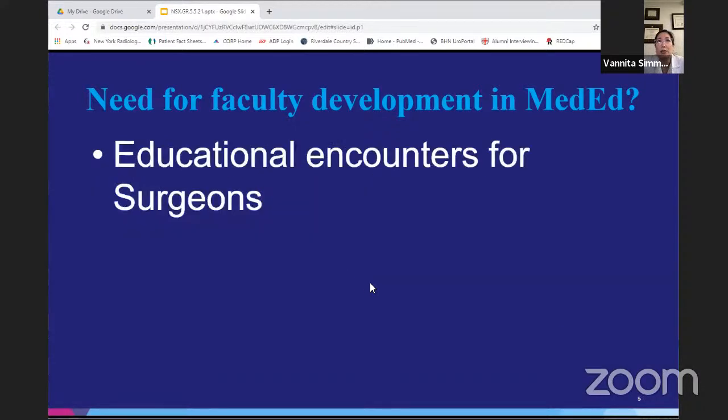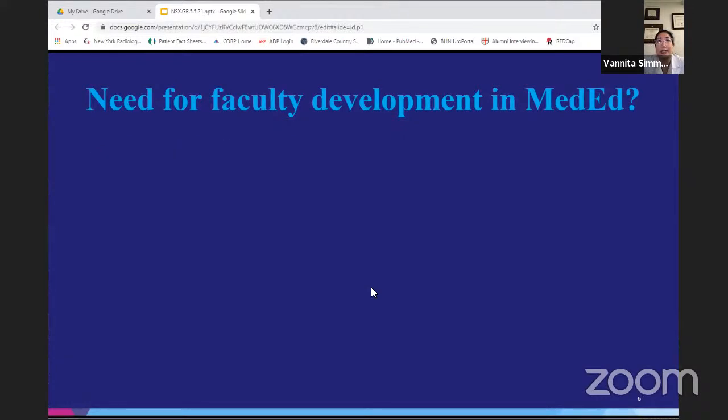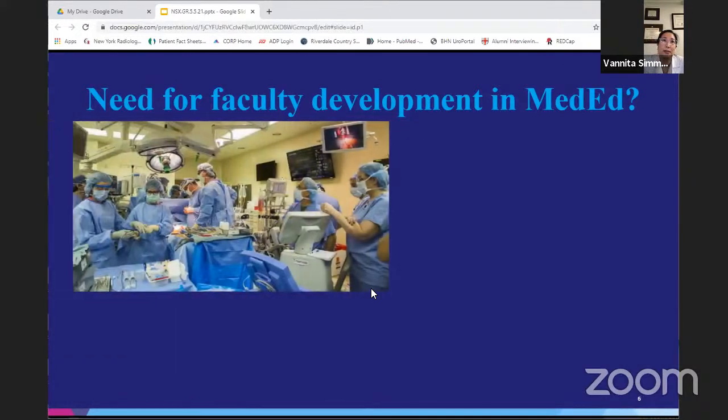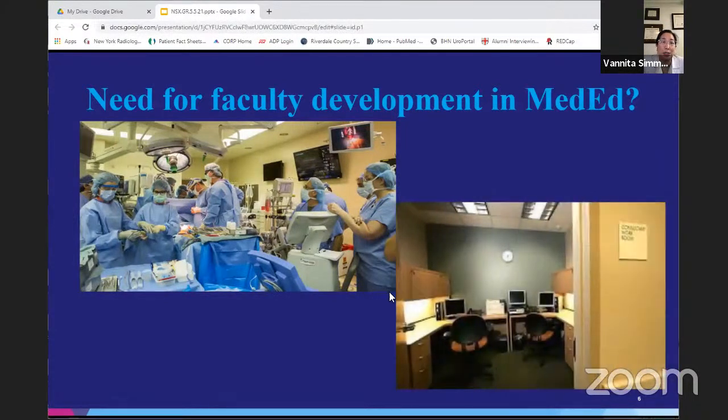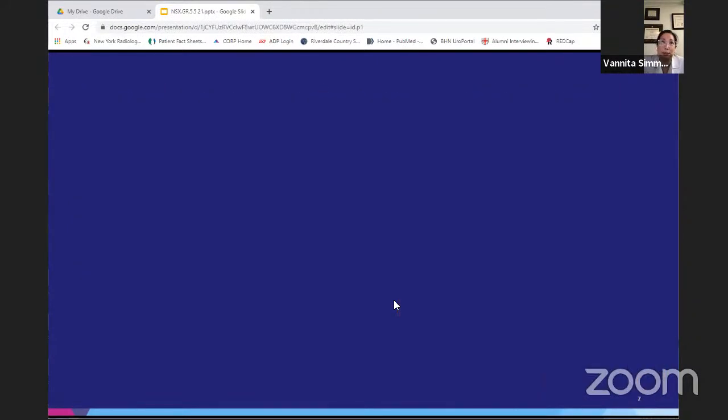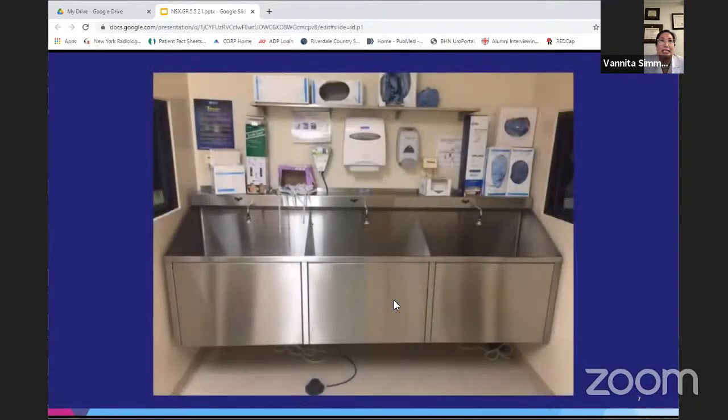So what do educational encounters for surgeons look like? Here are some examples of where education can happen. It can basically happen anywhere, right? So it can happen in the operating room or in the team room, conference room, huddled over computers. Did anybody think about the scrub sink? So as anesthesia was putting a patient to sleep, our team would be huddled outside reviewing parts of the case, deciding who was going to do what, anticipating which parts were going to be difficult. So again, just a reminder that educational encounters happen all the time.